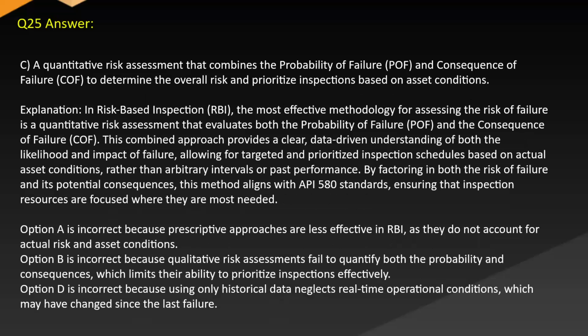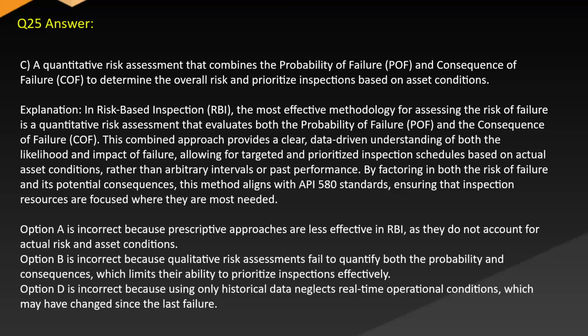Answer: C. A quantitative risk assessment that combines the probability of failure, POF, and consequence of failure, COF, to determine the overall risk and prioritize inspections based on asset conditions. Explanation: in risk-based inspection, RBI, the most effective methodology for assessing the risk of failure is a quantitative risk assessment that evaluates both the probability of failure, POF, and the consequence of failure, COF. This combined approach provides a clear, data-driven understanding of both the likelihood and impact of failure, allowing for targeted and prioritized inspection schedules based on actual asset conditions rather than arbitrary intervals or past performance.